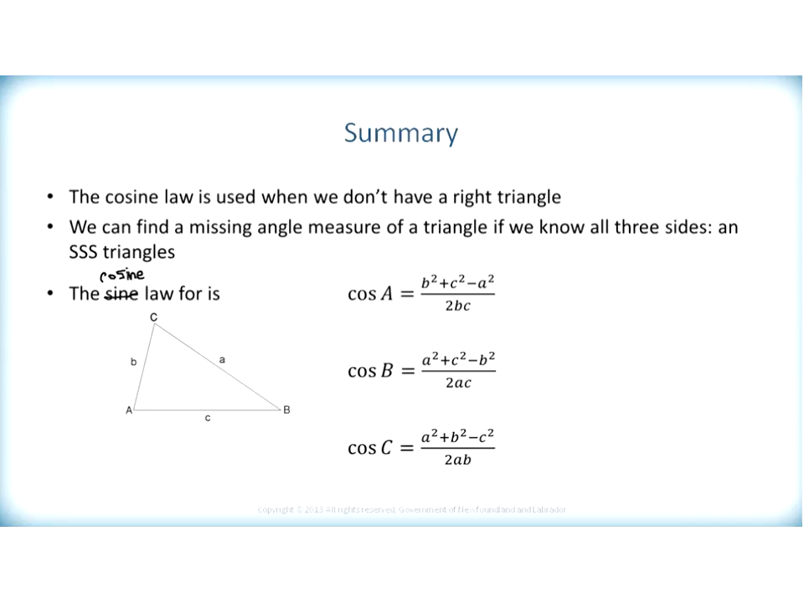The cosine law for triangle ABC as it's written would be cos A is equal to b squared plus c squared minus a squared all over 2bc. Cos B is equal to a squared plus c squared minus b squared all over 2ac. And cos C is equal to a squared plus b squared minus c squared all divided by 2ab.